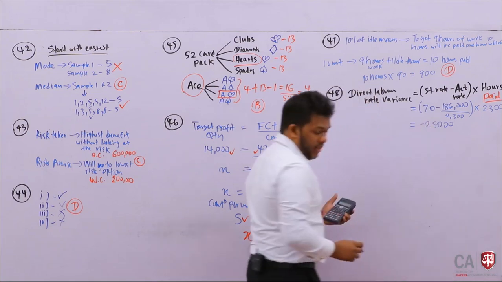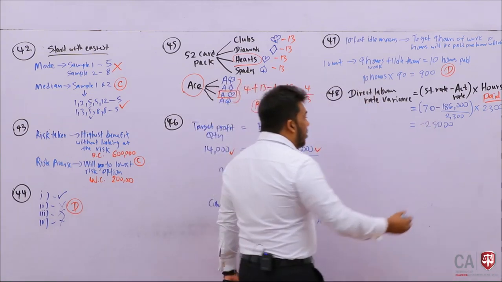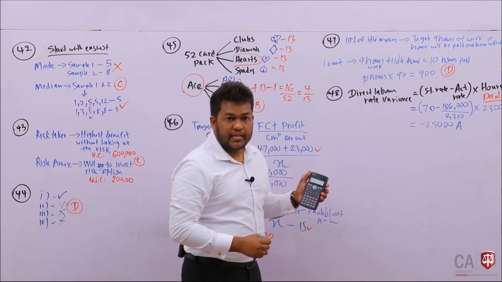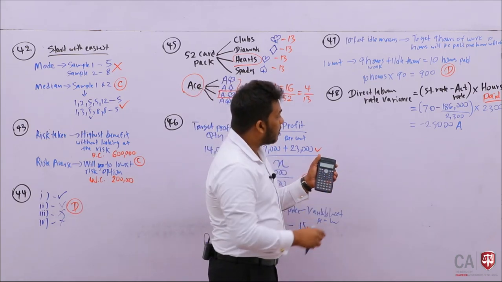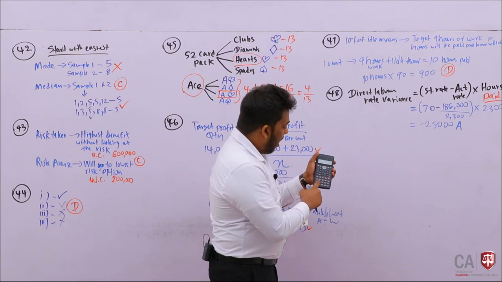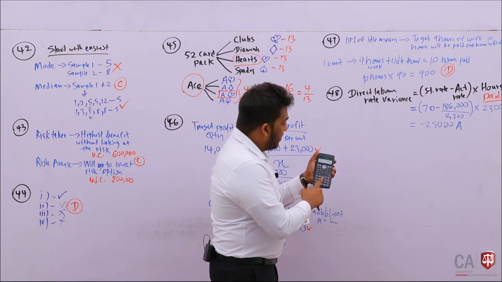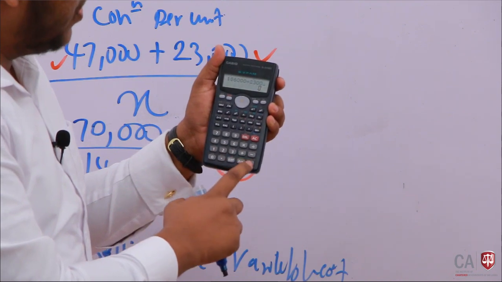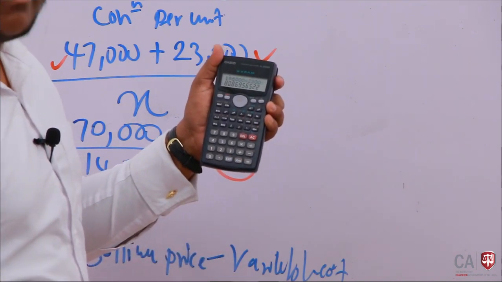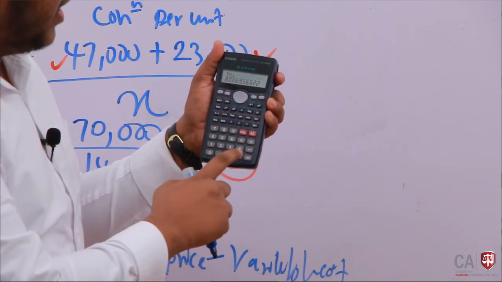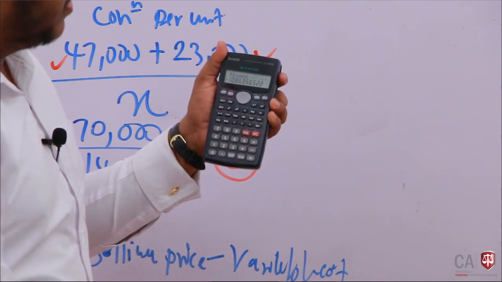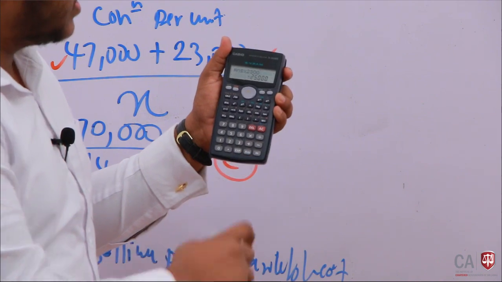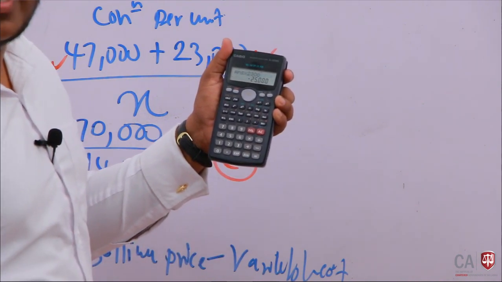Exactly 25,000 minus 25,000 adverse. Now see that through the calculator. 186,000 divided by 2,300, you are getting this answer. Then 70 minus this, you are getting this. Into 2,300, exactly you are getting 25,000 adverse.